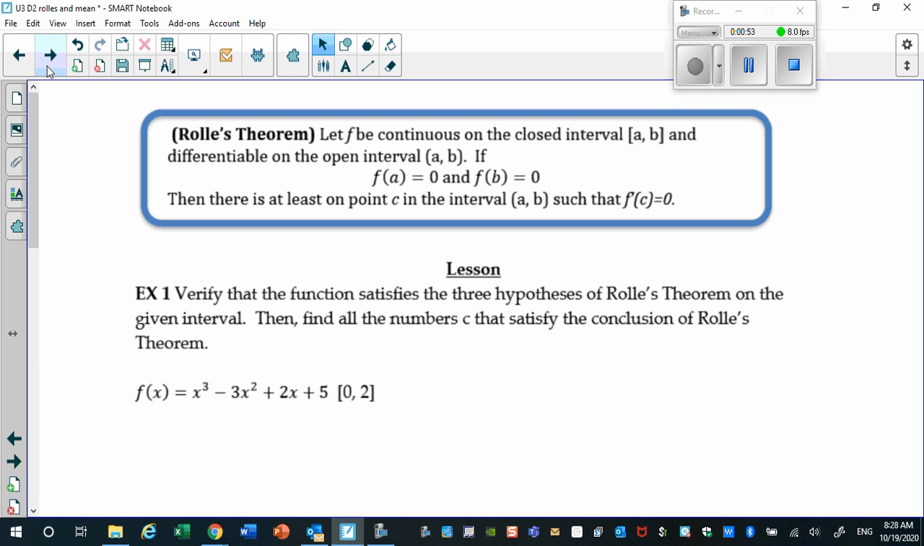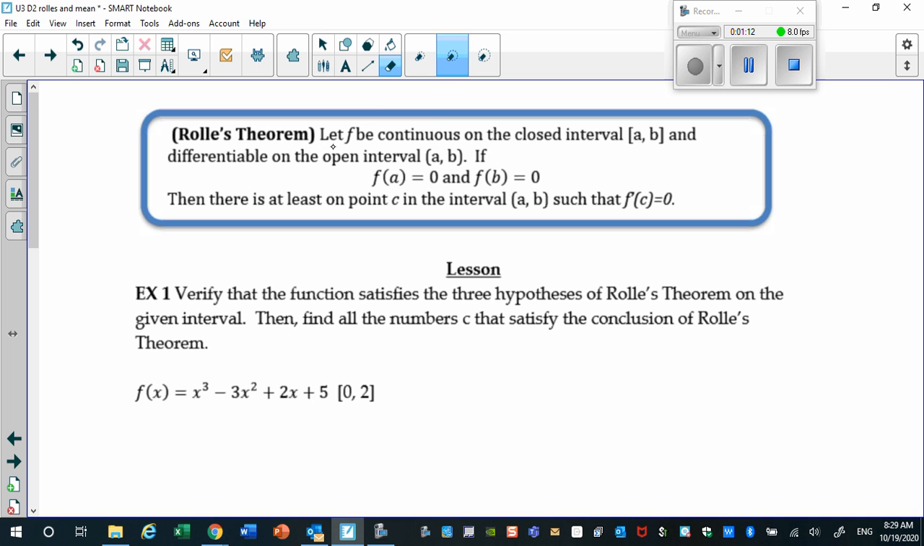We're going to talk about two theorems. The first one is called Rolle's theorem, and Rolle's theorem is really easy. Here's what it says. If you have a continuous function, it has to be a continuous function. You'll notice that that is a theme that comes up a lot, that you have a continuous function.